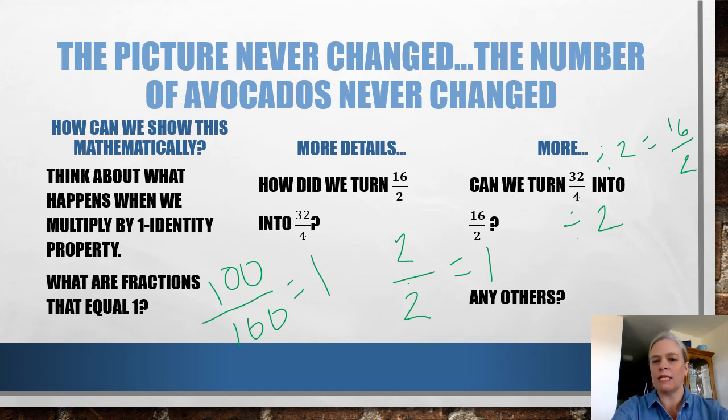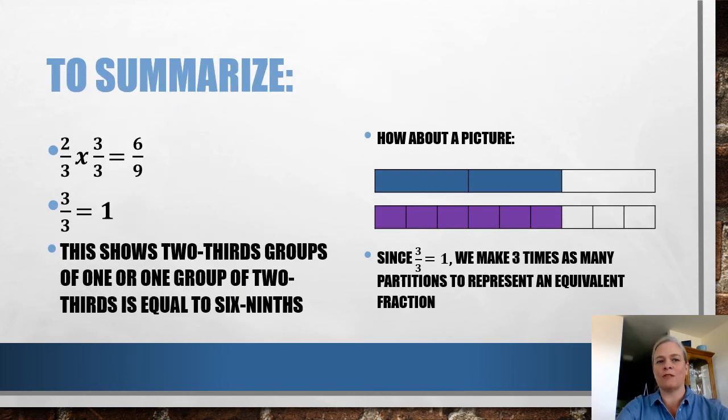I wonder, can we take 16 halves and get down to the 8? 16 halves. If I divide by 2, divide by 2, 16 shared 2 ways gives me 8. 2 shared 2 ways gives us 1. Now we're back to the 8 whole avocados. But remember, the number of avocados never changed. Let's look at this one more time because I think this is a little bit confusing, but you'll have a chance to practice and see how it goes.